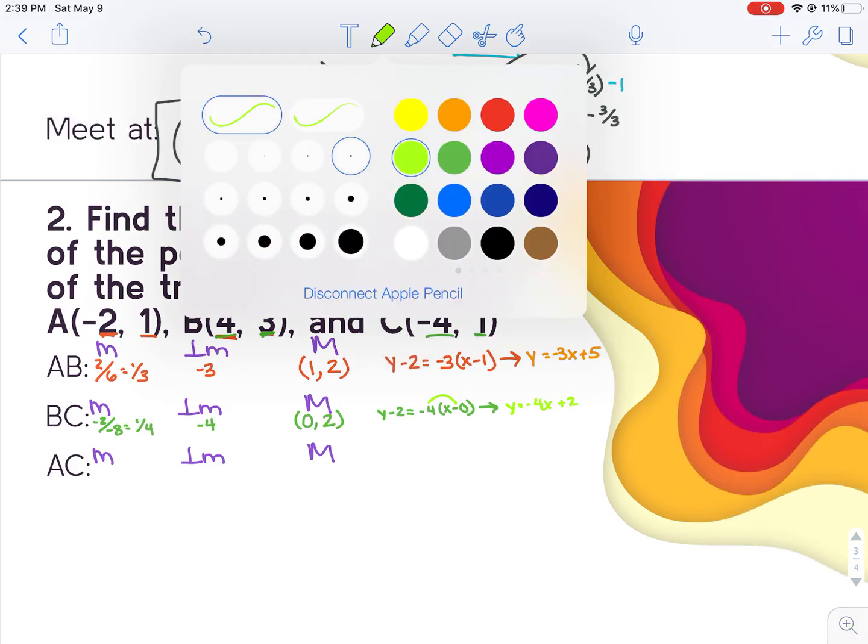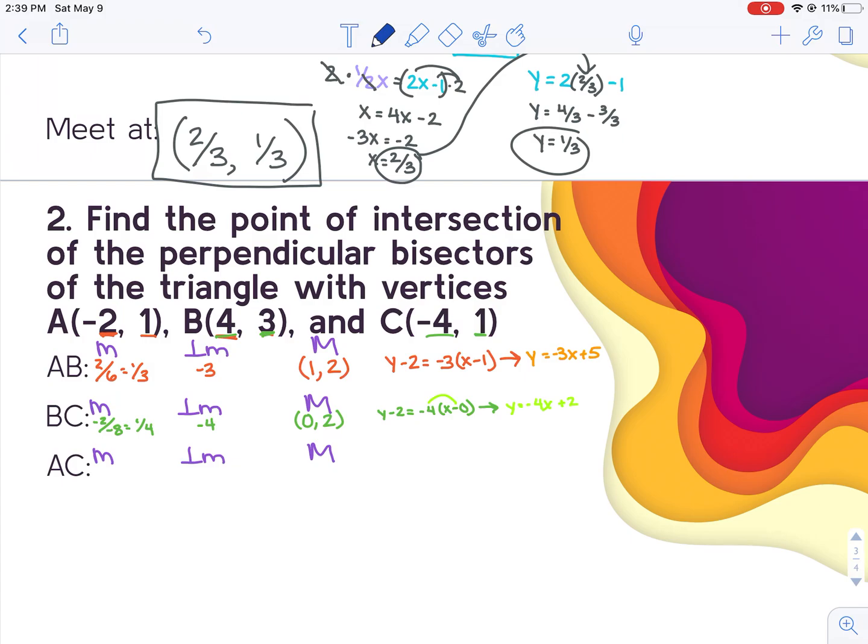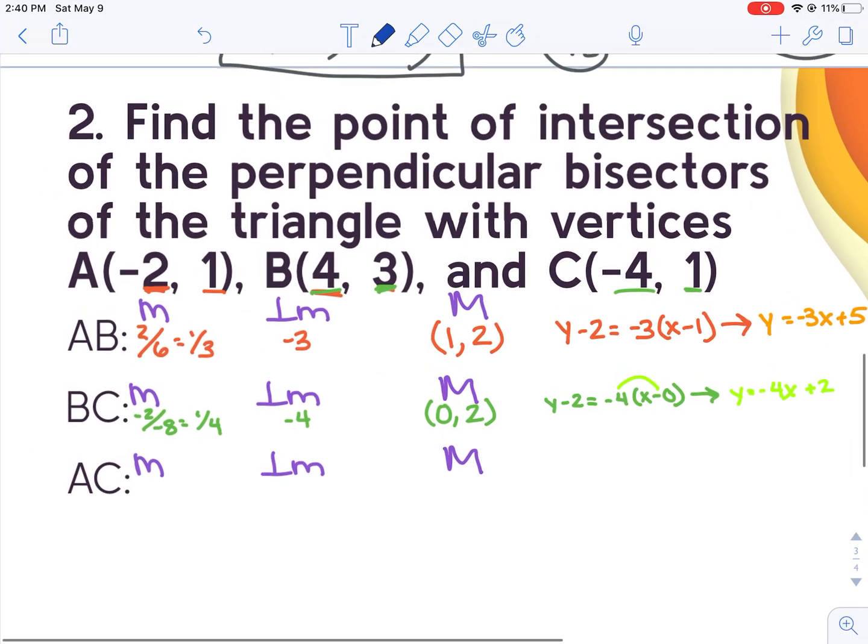I'm going to find all 3 on my practice. On your test, you'll only be asked to find 2, but it's good practice to find all 3, and sometimes it is easier to use certain equations than others. So my slope between A and C, my y's are going up 0, my x's are going down 2, so that slope is 0, which again means this is undefined.